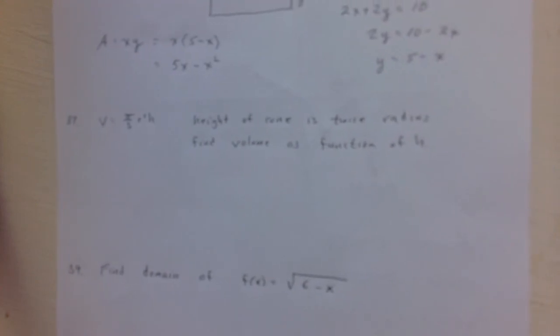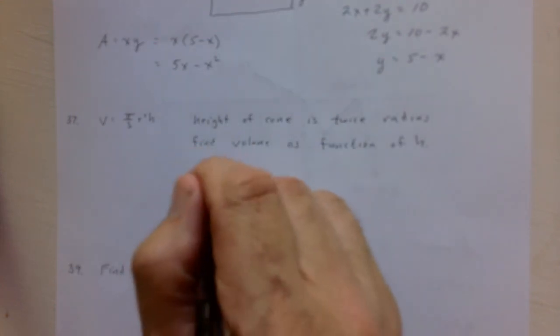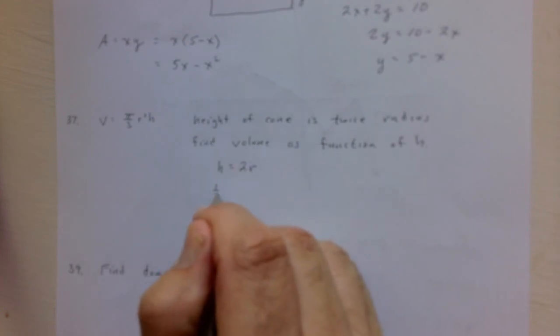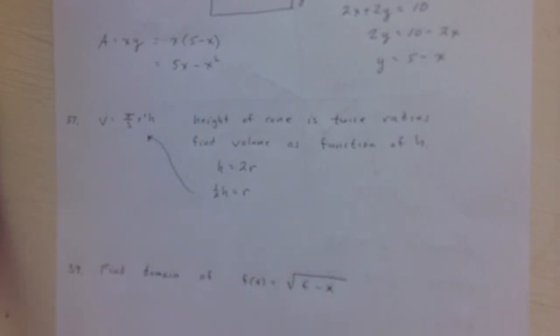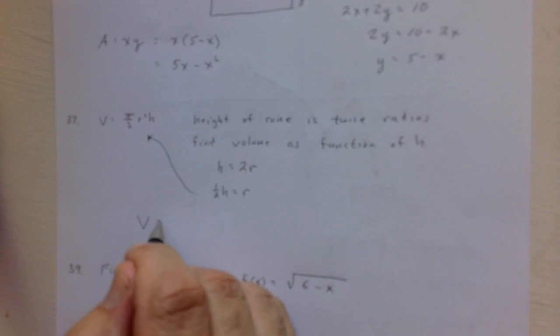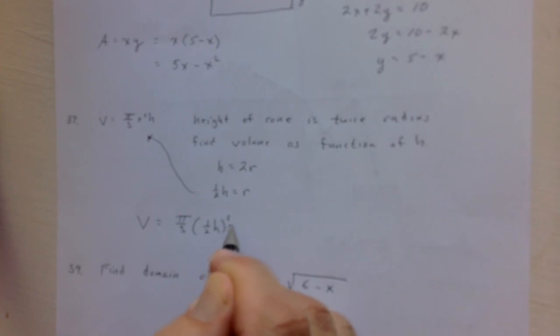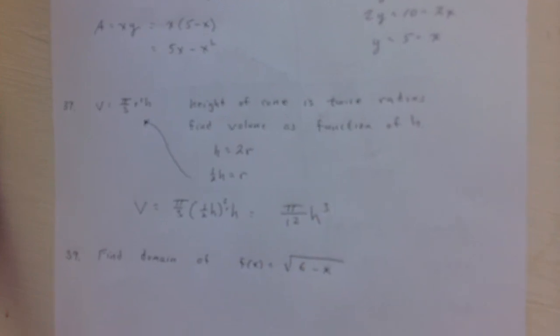37 was the last problem from section 2.6. We have a height of the cone. The height is twice the radius, so that means that h is 2 times r. We want everything in terms of h, so that means we want r in terms of h, so we get 1/2 h is equal to r, and then we substitute that in here. So the volume is pi over 3 times 1/2 h squared times h, which is pi over 12 h cubed.